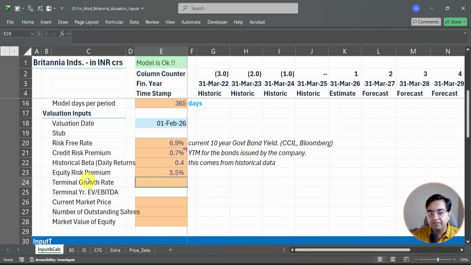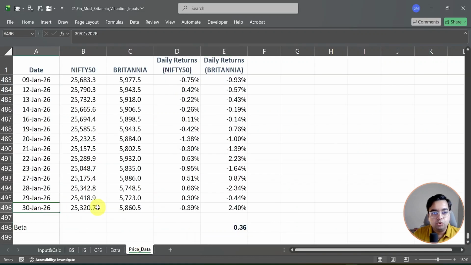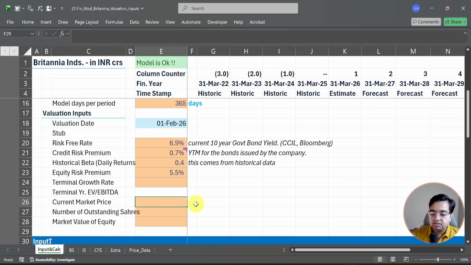Of course, there are different other ways to measure the equity risk premium. This is one of the ways how you can look into this. For terminal growth rate, we would be talking about this later while we are actually doing the valuation beyond 2031. And for the current market price, we are going to refer to the closing price of Britannia of 30th Jan, which is 5860.5. So I'm using this.